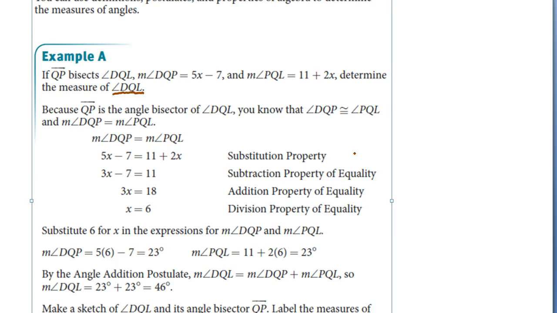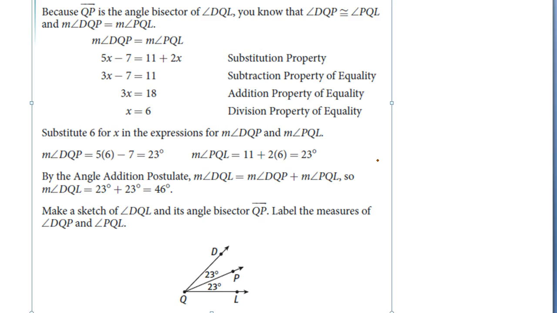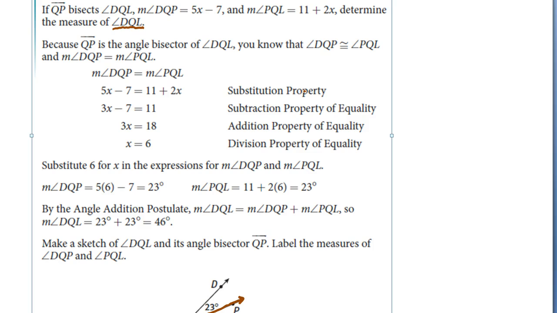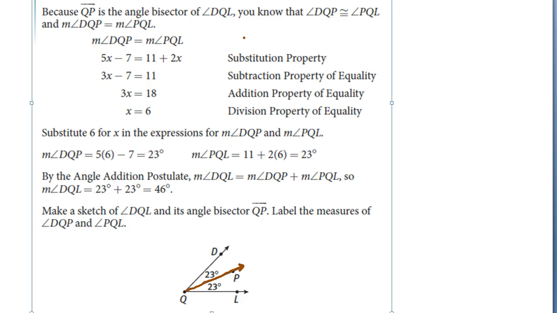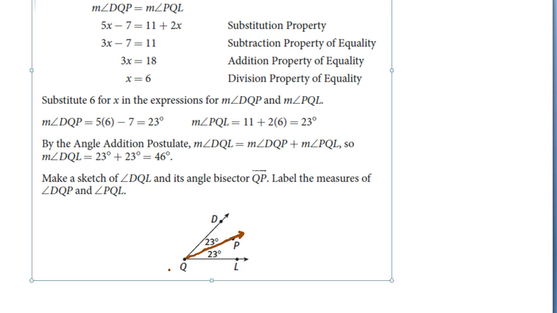It's certainly going to help us to have a picture of this. And so here is a drawing down here at the bottom. We have angle DQL, and we're told that QP is a bisector. So this ray here is drawn so that it perfectly splits this in half. We're told that angle DQP is 5x minus 7. So down in our drawing, we could label angle DQP as 5x minus 7.